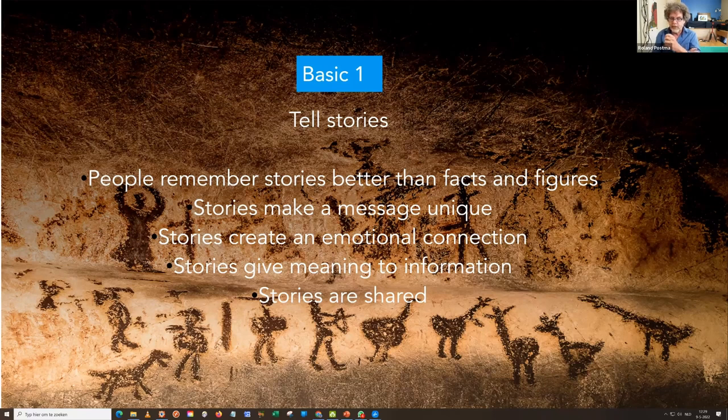Another very important reason to tell stories is that stories are shared. That's really important in this time of making videos. If your videos aren't shared, you're nowhere. So you have to make videos that are shared. Telling stories about your work, about science, is the basic thing you have to do. Of course, it's not exclusive to videos. You can also do that for presentations, for writing. Stories are shared and stories are remembered.